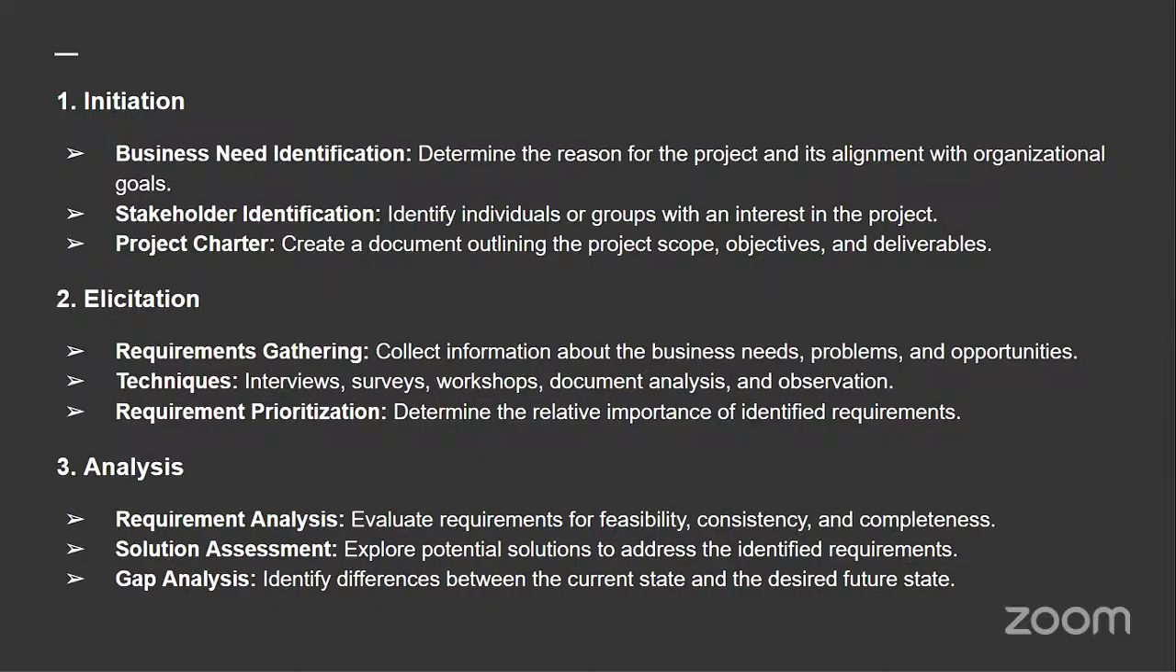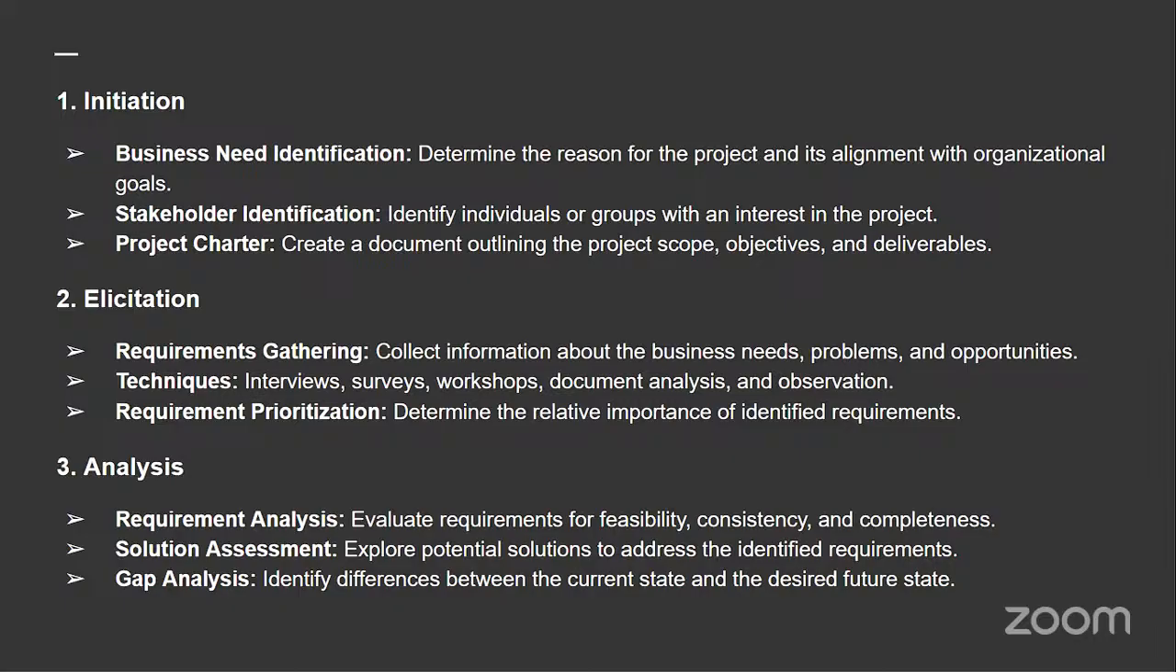And also you have solution assessment. Assessment is a situation where you explore potential solutions to address identified requirements. This one is simply about having different solutions. You don't just jump to one, you must have different kinds of solutions, whereby you table them and look for the one that is proper for the situation at hand.